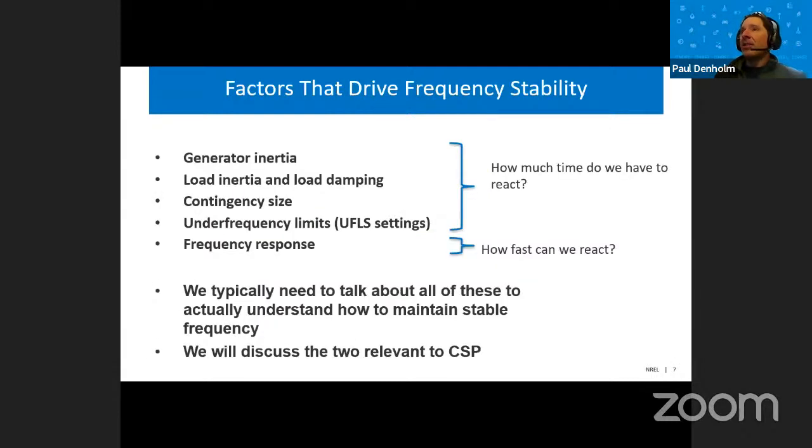So getting back to the elements of what helps maintain frequency stability, what impacts it, there's actually quite a few things. We're not going to be talking about some of these things like load inertia or the size of the contingency. We're really going to be talking about the two things that are relevant to CSP, which is generator inertia and frequency response. So basically, how much time do we have to respond to a fault? That's those first items on that list. And then how fast can we respond? And that's frequency response.